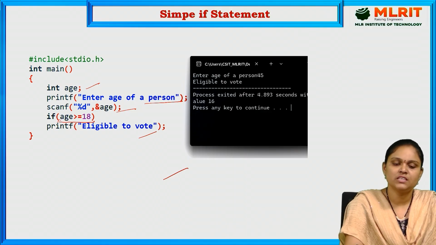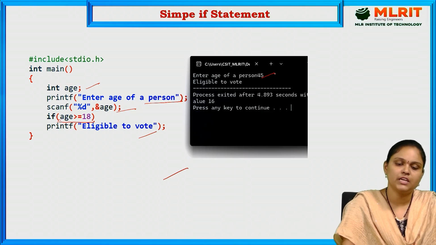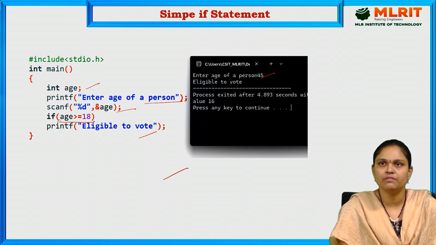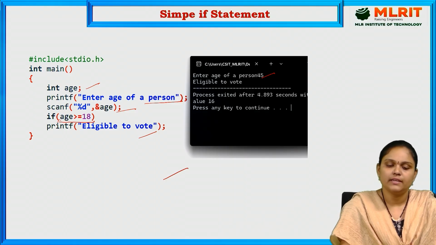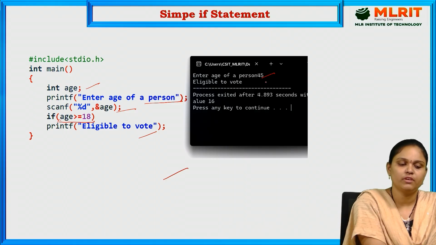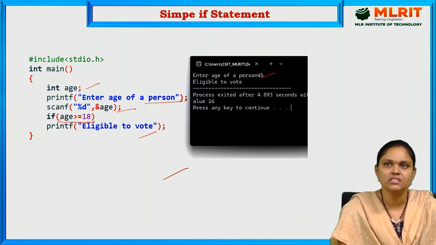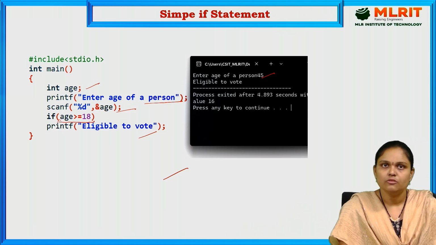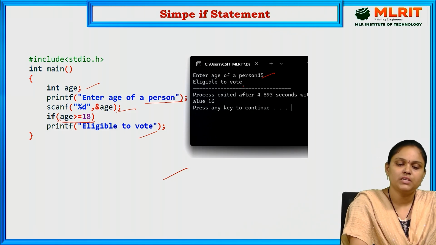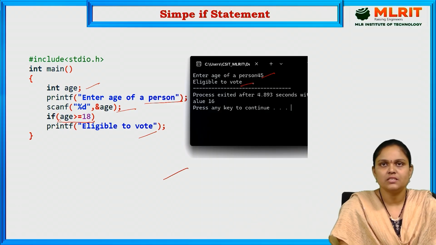So this is the test case. We are asking to enter the age of the person. The person's age is 45. We have given the input as 45, and 45 is greater than or equal to 18, so it satisfies the condition. So we are giving the output as: eligible to vote. That person is eligible to vote.